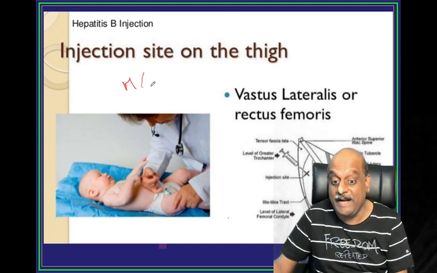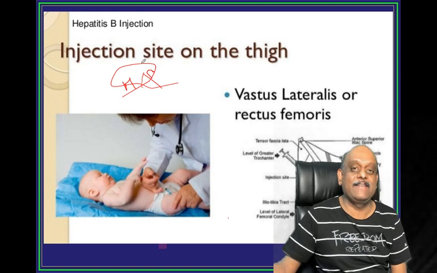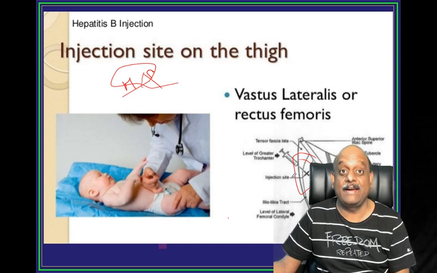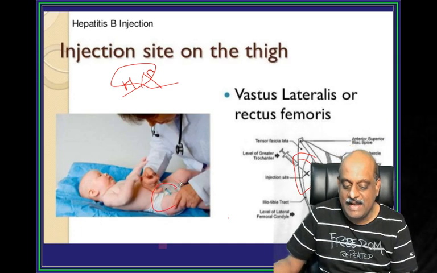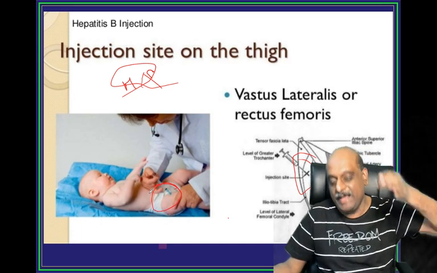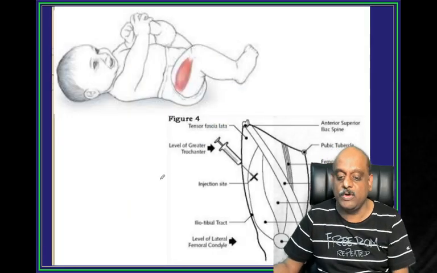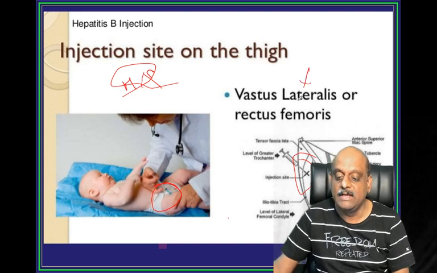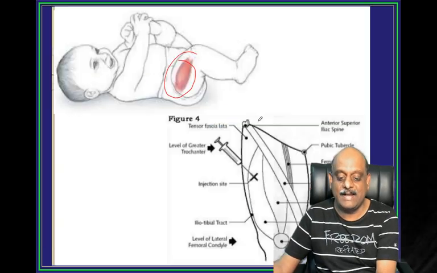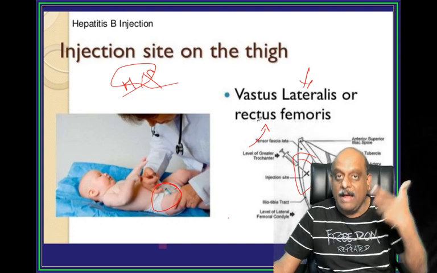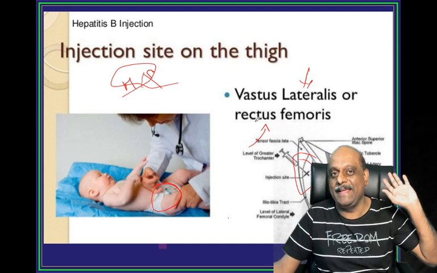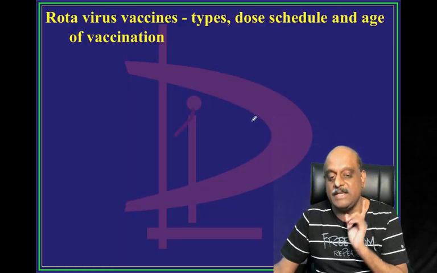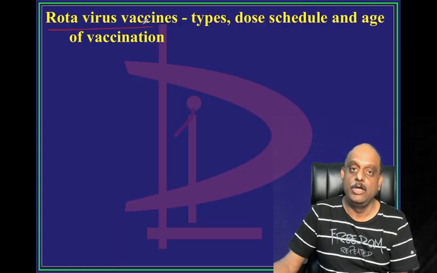This is also a favorite MCQ in tomorrow's FMGE exam or NEET PG exam. Vastus lateralis, rectus femoris is the classical location for the injection of the hepatitis B vaccine, is what you need to remember. You won't forget now. Vastus lateralis, rectus femoris is the classical location. Once you give it, you won't forget. So tomorrow you are going to promise me that you will do a vaccination, then you will remember forever.